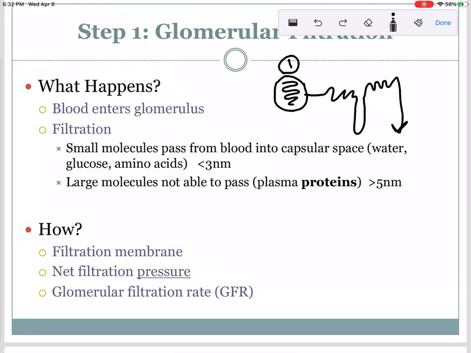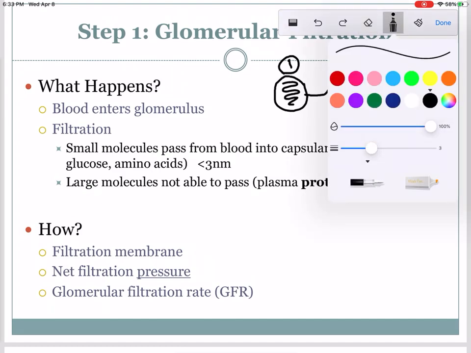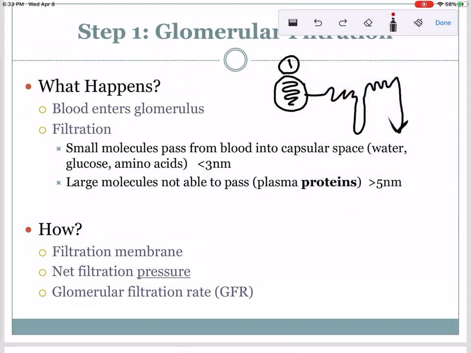We're filtering blood. But I want to talk about how specifically we're filtering the blood. Let's see if I can switch colors here. Oh, that's the wrong one. Bear with me. Let's talk about some red.